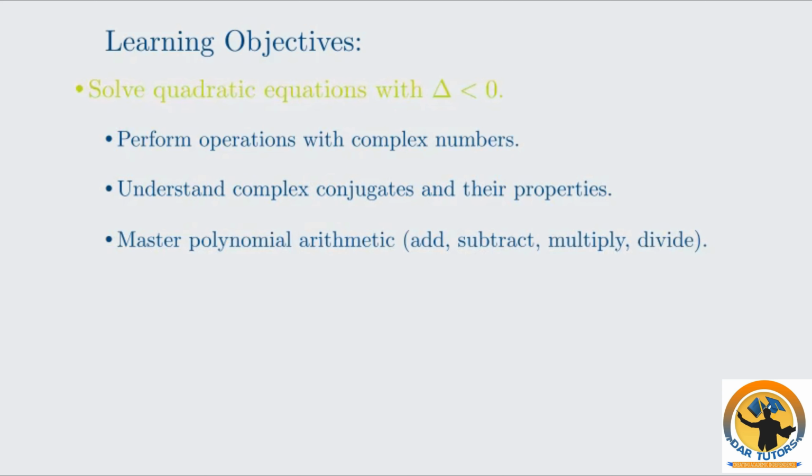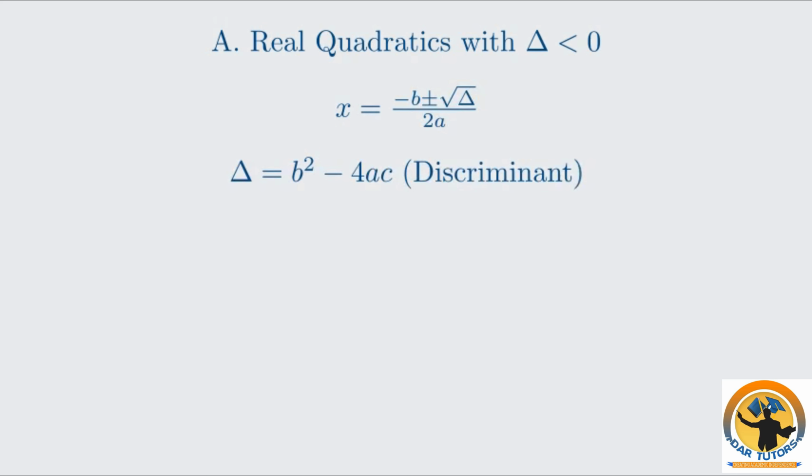Let's begin with our first topic, solving quadratic equations that don't have real solutions. Our first objective is to solve quadratic equations where the discriminant is negative. You'll recall from your previous studies that for a quadratic equation in the form ax squared plus bx plus c equals 0, the solutions are given by the quadratic formula. The formula is x equals negative b plus or minus the square root of the discriminant, all divided by 2a. The discriminant, which we denote with the Greek letter delta, is b squared minus 4ac.